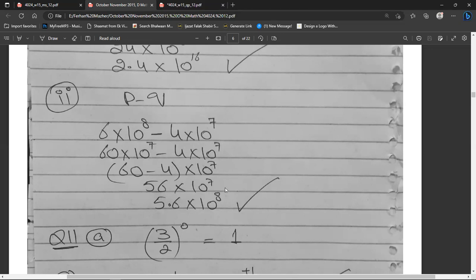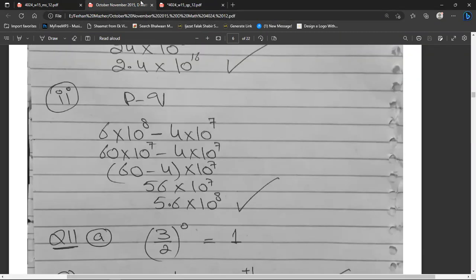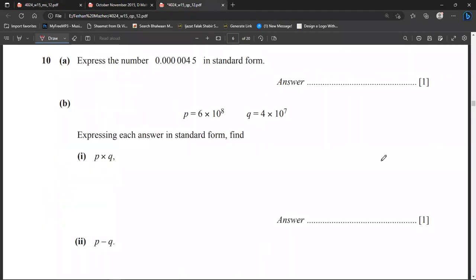And that is not the standard form. So I will write it as 5.6, and because I moved the decimal one step to the left, the power will increase. So it will become 5.6 times 10 to the power 8. So this is my answer, 5.6 times 10 to the power 8. This is question number 10.